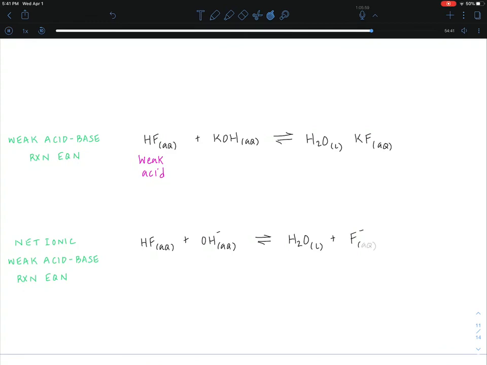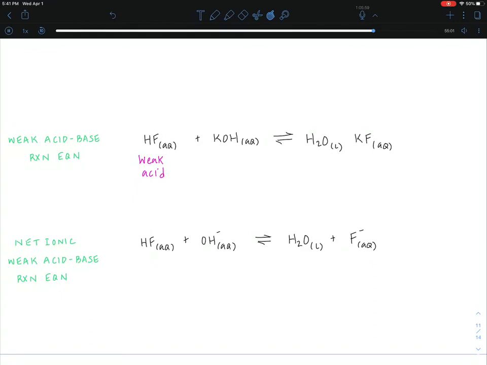And F minus, because again, we got rid of our spectators. The only spectators were the potassium, right? Not all of the HF, the hydrofluoric acid, dissociated. So a little bit of that is going to be in the pot. This will be important information for you to realize in Chem 32 when you go to do calculations.